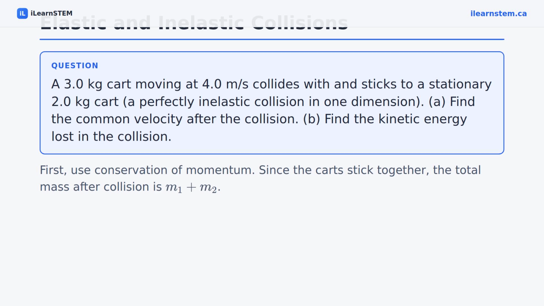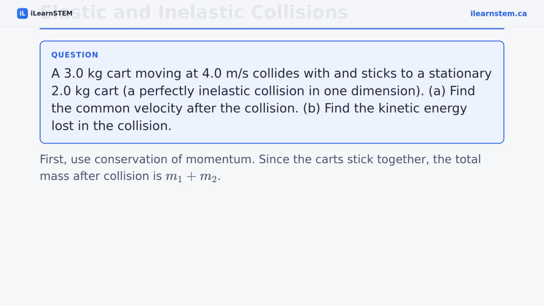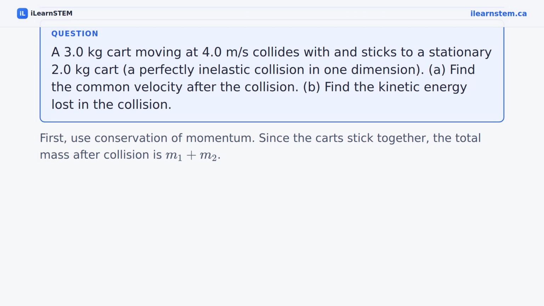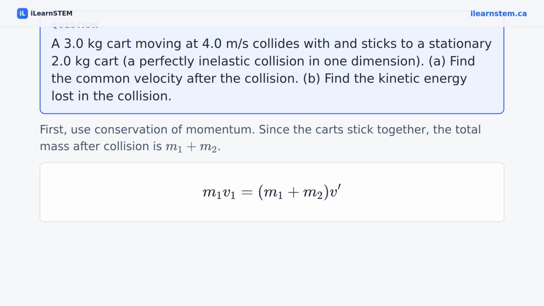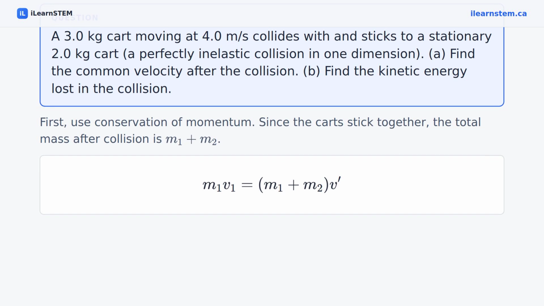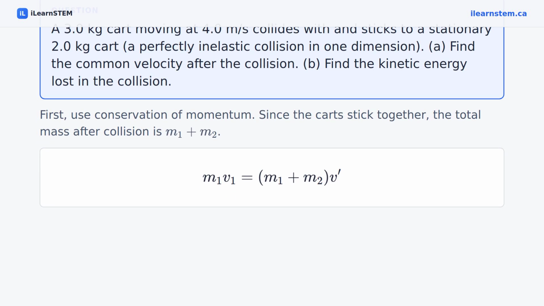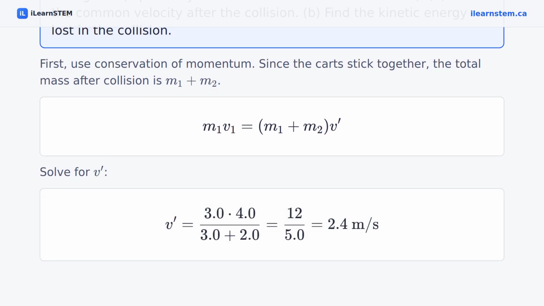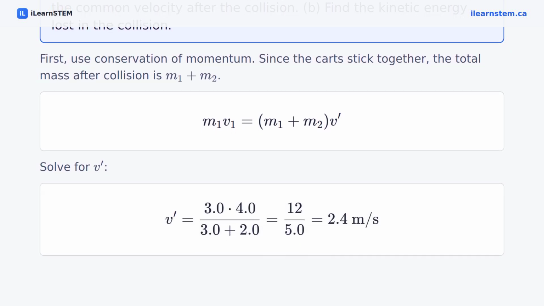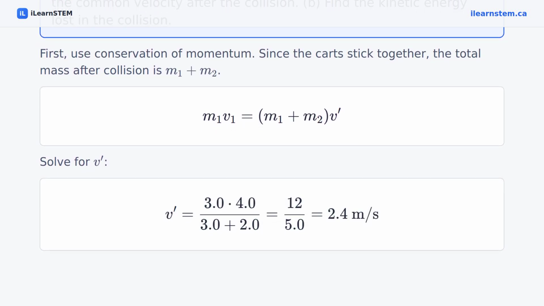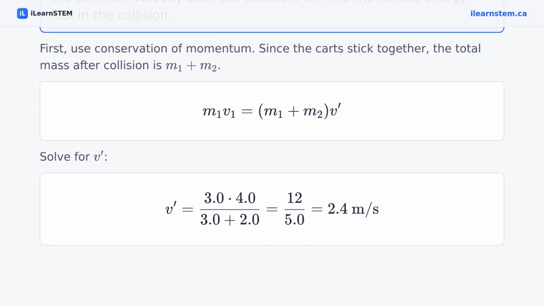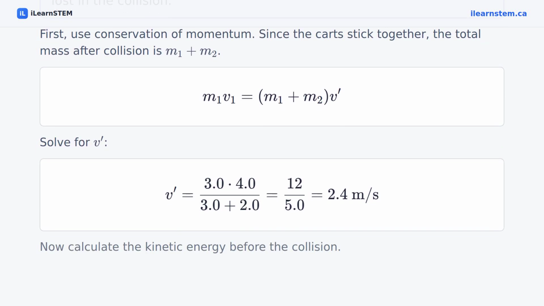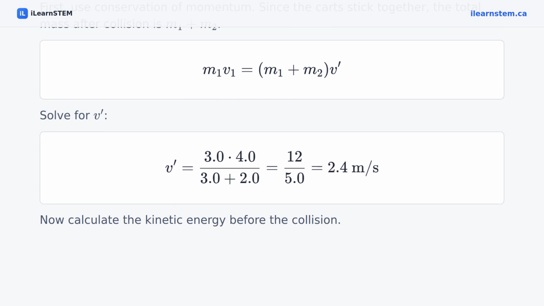First, use conservation of momentum. Since the carts stick together, the total mass after collision is m1 plus m2. Momentum before equals momentum after. m1 v1 equals the sum of masses times the common velocity v prime. Solve for v prime. v prime equals 3.0 times 4.0 over 3.0 plus 2.0, which is 12 over 5.0, giving 2.4 meters per second.